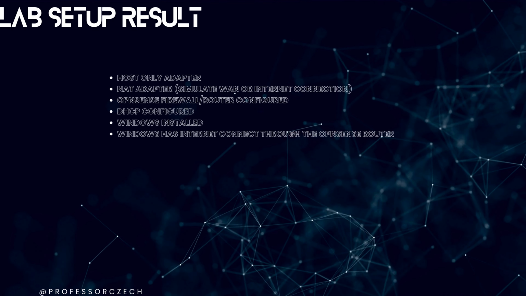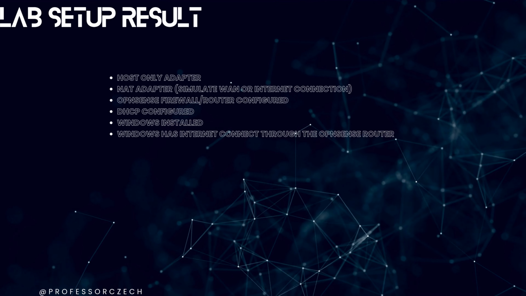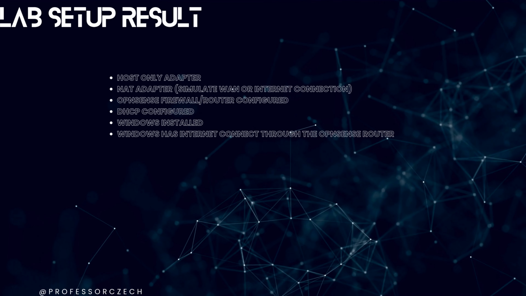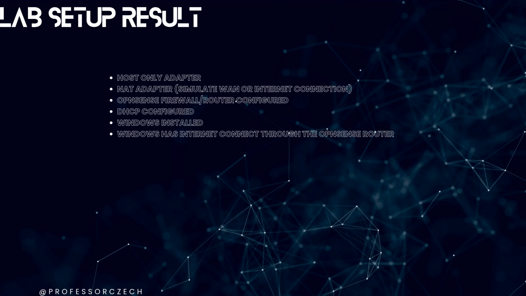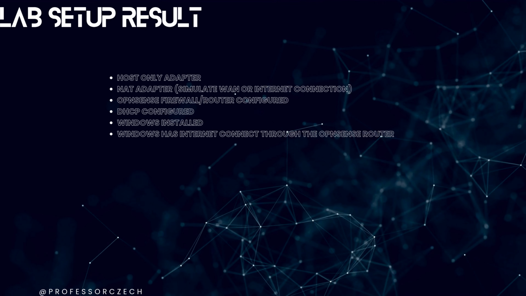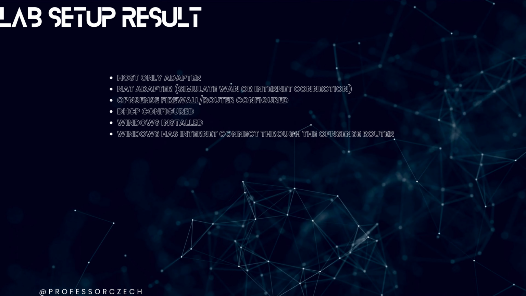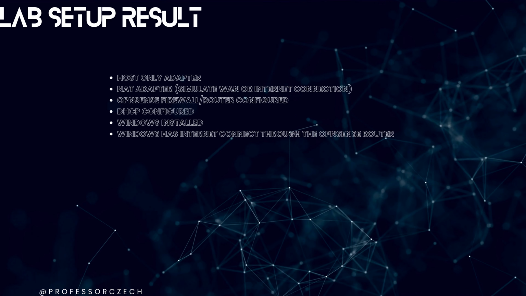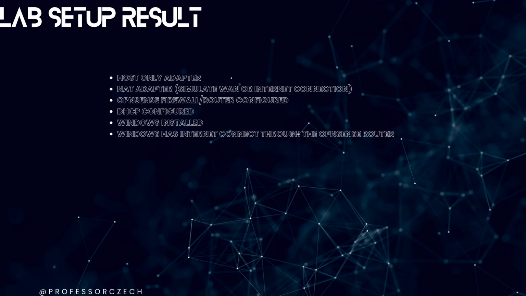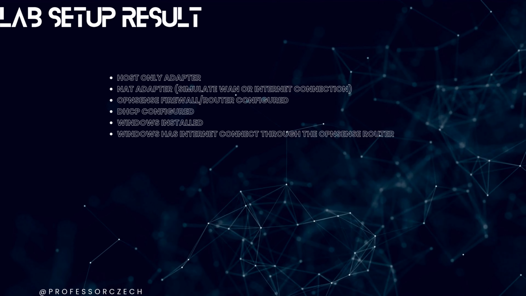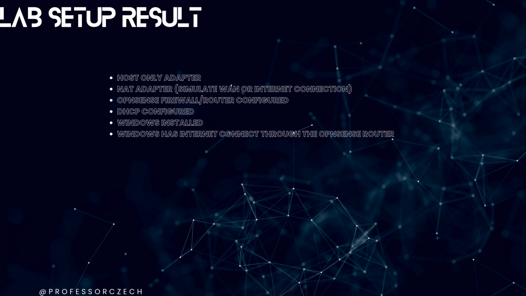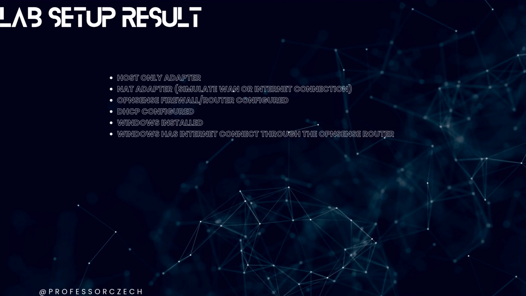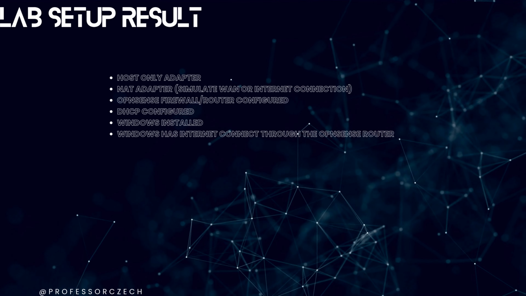So we're going to start off with our demonstration in our virtual environment. You should already have VirtualBox installed, but if you don't, do that before watching this video. The result of the lab is to have your host-only and NAT adapters configured. Your OPNsense firewall and router should be fully configured with DHCP, have Windows installed, and Windows actually does have an internet connection that passes through the OPNsense firewall and router.